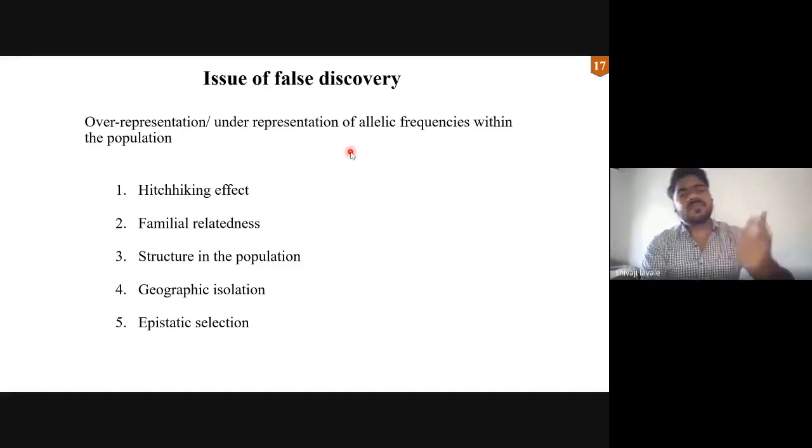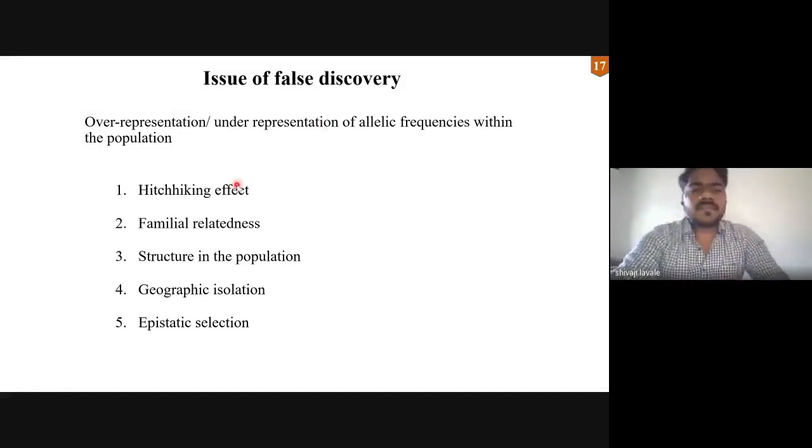Why will this false discovery occur? The associations that we are finding will be false. Why does this happen? This happens because of relative over representation or under representation of allelic frequency within the populations. So what is the reason behind it?